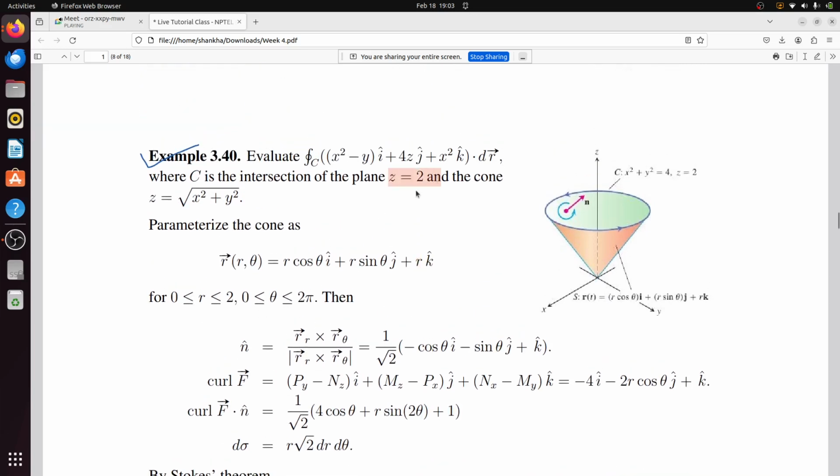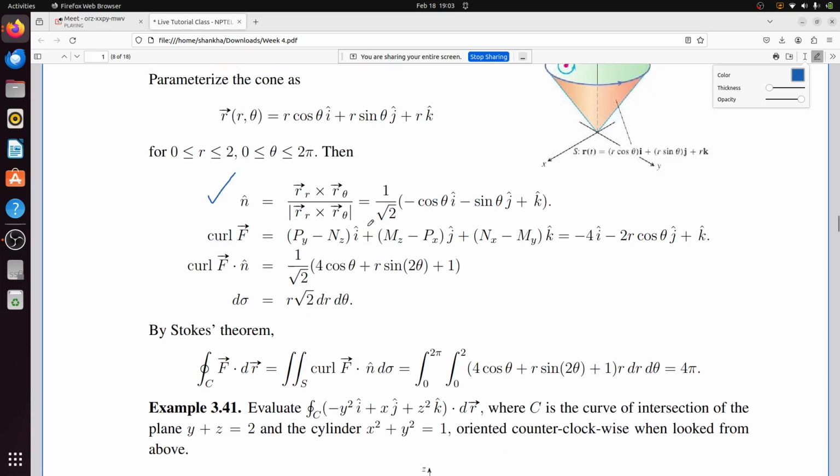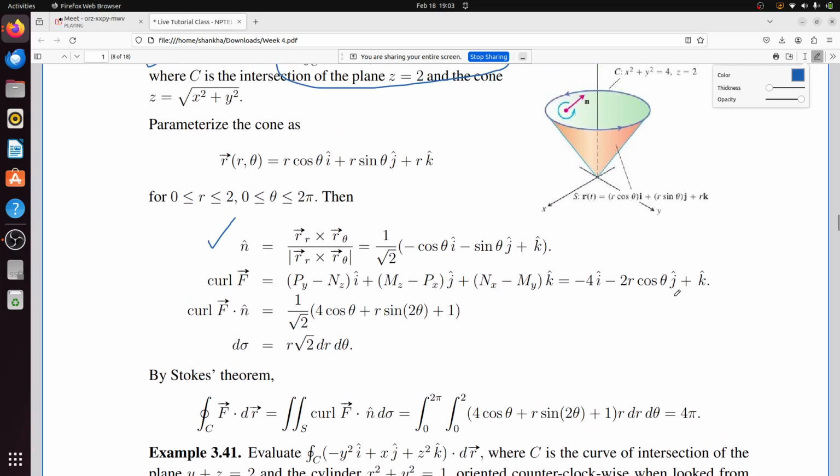So r varies, this z coordinate varies from 0 to 2, right? And theta varies from 0 to 2 pi. This formula we have already learned for parametric representation. The outward drawn normal is this. You determine curl f. Your curl f will be this. Then determine curl of f dot n, and then you have to determine this d sigma.